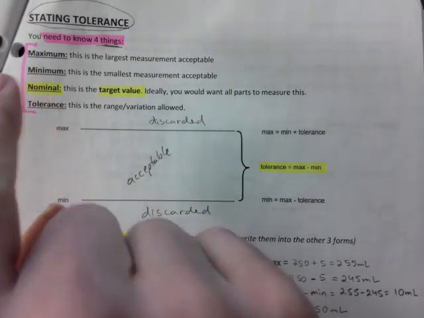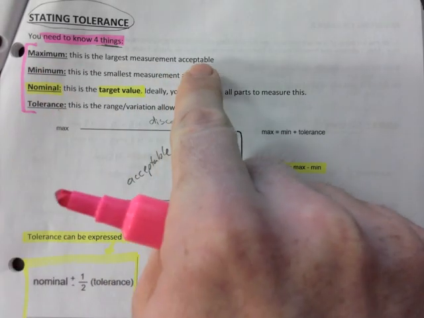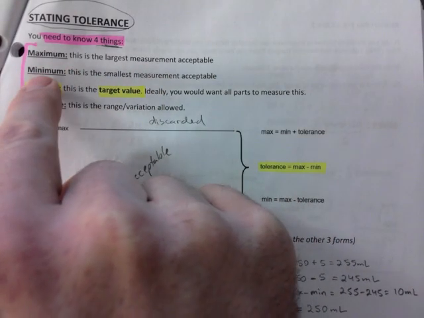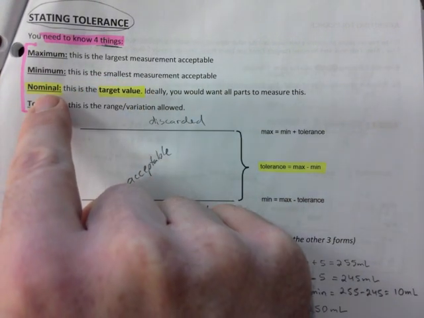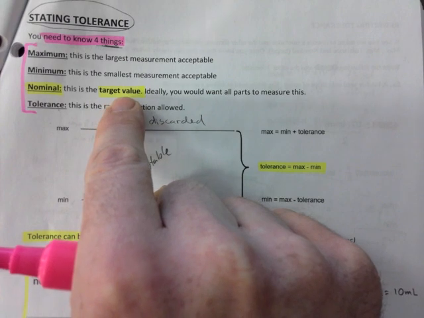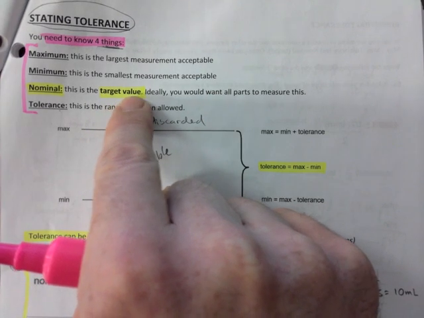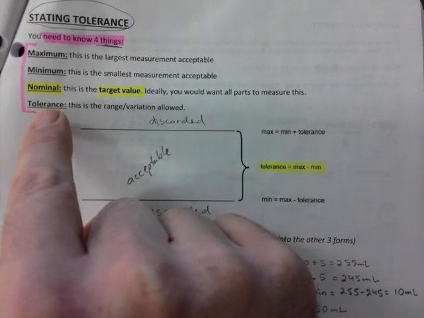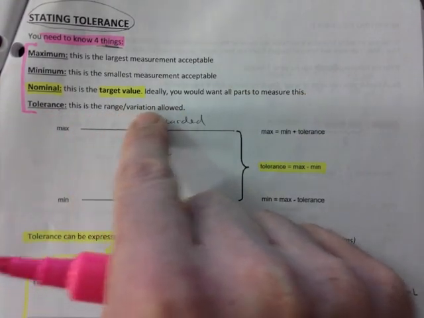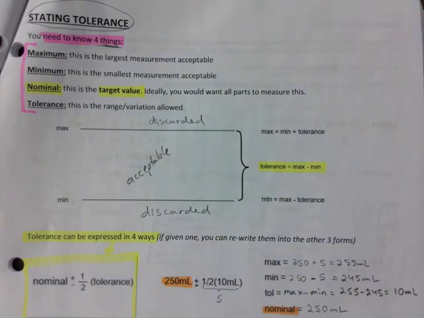You need to know what is the maximum acceptable measurement, what is the minimum acceptable measurement, what is the nominal, which is what we call the target, like what are we ideally aiming for. Ideally you want all parts to measure this. And then tolerance is the range or variation allowed. I will put that down.